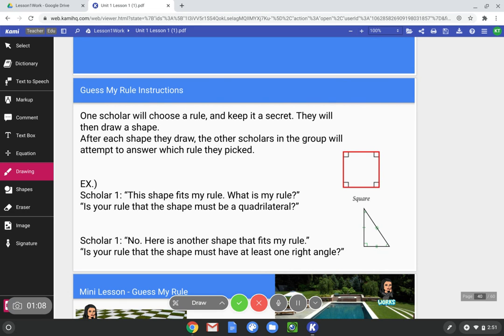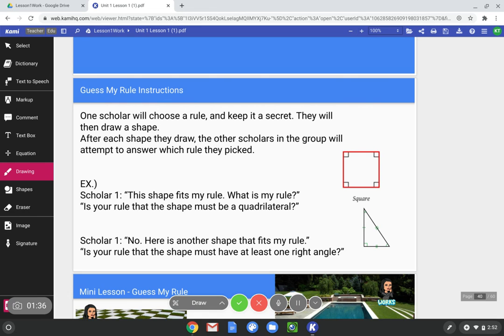The first scholar says, this shape fits my rule. What is my rule? So he draws a square, and he's saying that this square fits his rule, and we have to guess what his rule is. Well, this square follows so many rules. I don't know. You're going to have to draw another shape because this square fits a lot of rules. Give me another hint. Draw another shape.